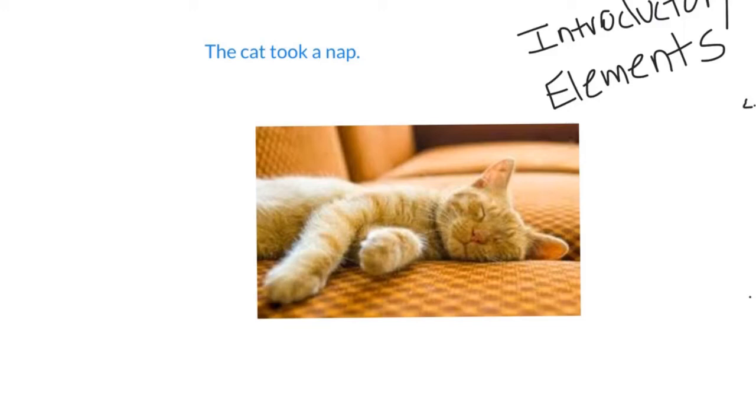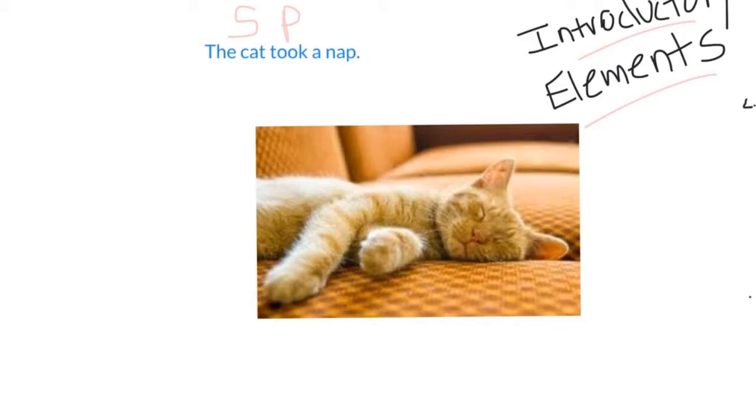We are going to talk about introductory elements in a sentence. So here I have a sentence, for example. I have the cat took a nap. So my subject is cat and took is my predicate. My complete subject is the cat, and my complete predicate is took a nap.